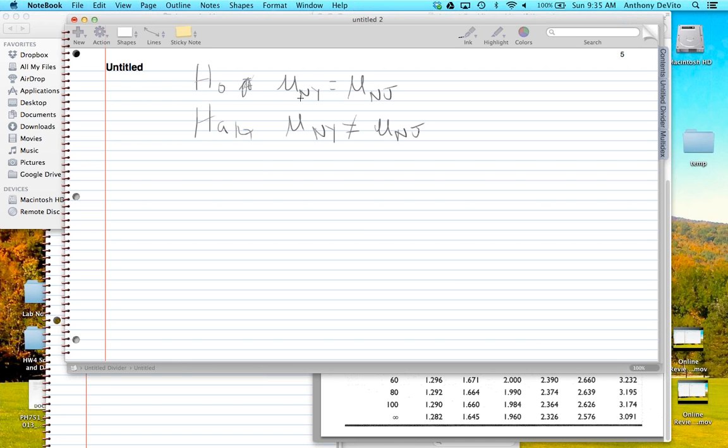Now there are two things about this that I'd like to point out. One is that we don't actually know the means, and we're not going to know the means for either one of them. So we're going to have to rely on two samples, a sample from New Jersey and a sample from New York, to determine these probabilities. So let's think about this.